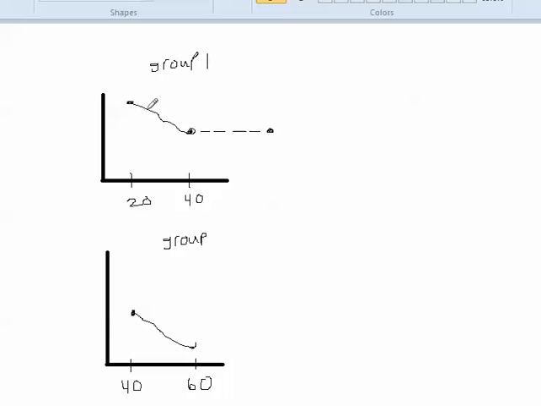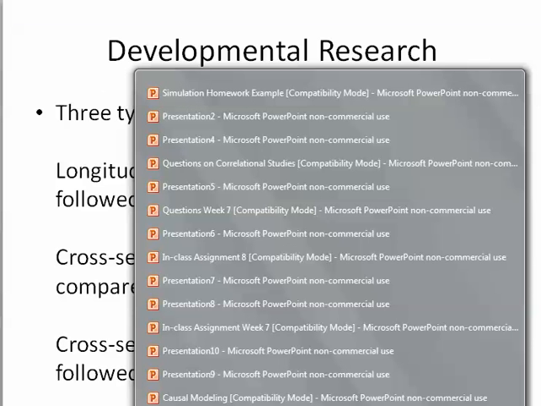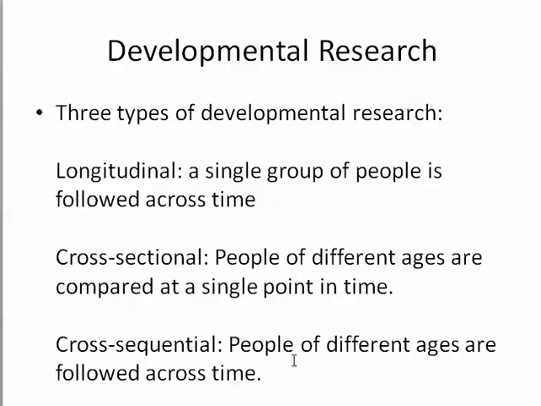So just because this group of people changed this way from age 40 to age 60 doesn't mean that the same thing is going to happen when this group goes to age 60. So it's difficult for me to just take this line here and tack it on up here and assume that this group is going to keep going down just because this group went down. That's a problem with a cross-sequential study. There's a disconnect over time.